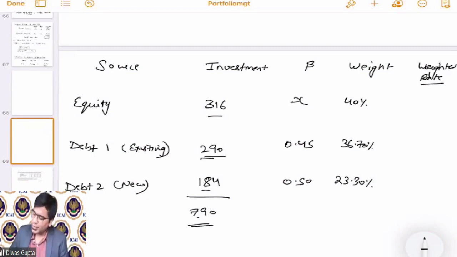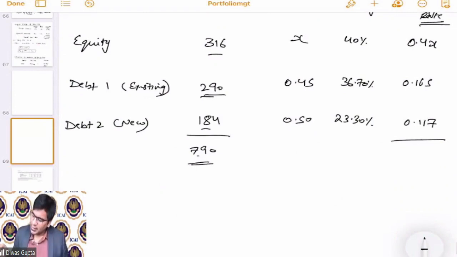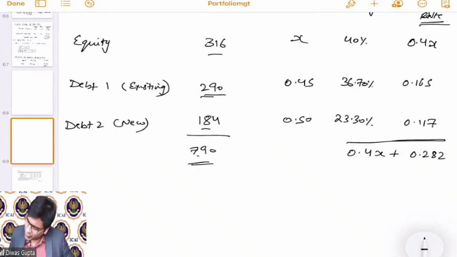Beta is also already there. Now it is just a simple multiplication. So this will become 0.4x. Then this will be 0.165. This is 0.117. Just multiplying beta with the respective weights. And now finally we can take it as 0.4x plus 0.282. This is what we have calculated.